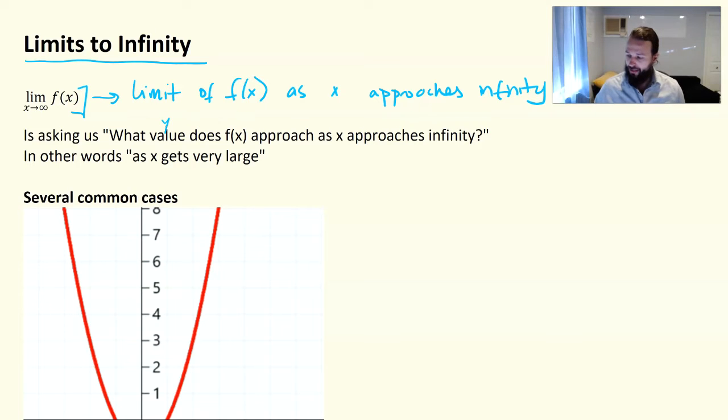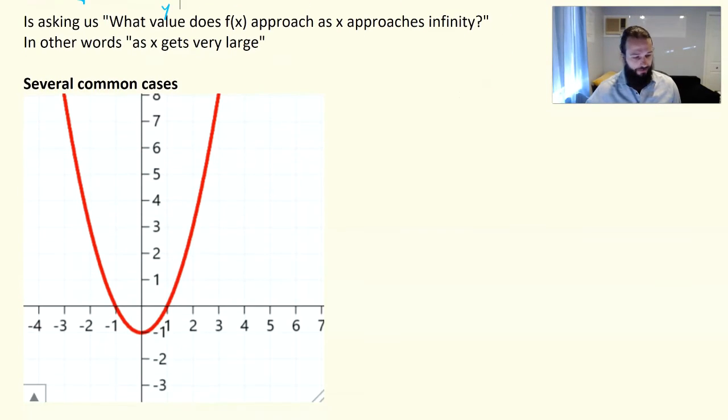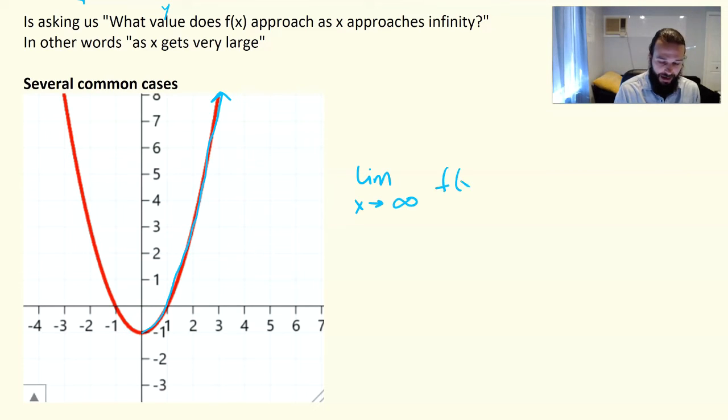So let's take a look at a few common cases. Our first case here is a very simple parabola. And we can see that as x gets very large, as we go to the right on the graph, the parabola is going to extend infinitely upward. Now, we have no reason to believe that that pattern is going to change in any way. So we can conclude that the limit as x approaches infinity of f of x, in this particular case, is positive infinity because it's going to get infinitely large with no upper boundary.